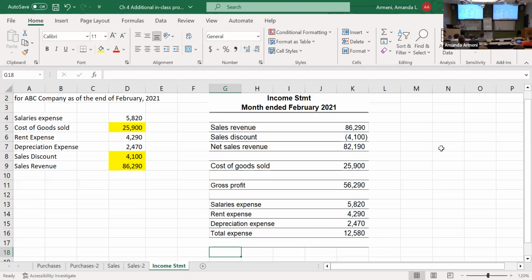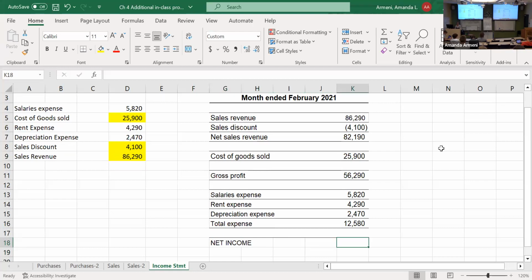What is the final step in my income statement? What's the final thing that needs to appear in it? Kayla, you changed your mind. I respect it. Yeah. Your gross profit minus. And that gives me what? Net income. Net income is the final thing. That's what we're trying to figure out. How much income did I generate? And the way that I do that is by taking my gross profit amount, 56,290, and subtracting all of those expenses.